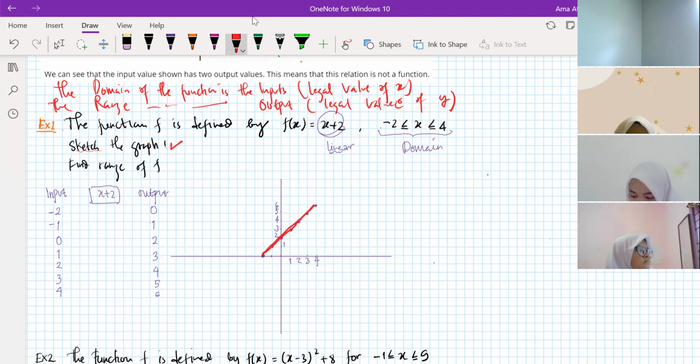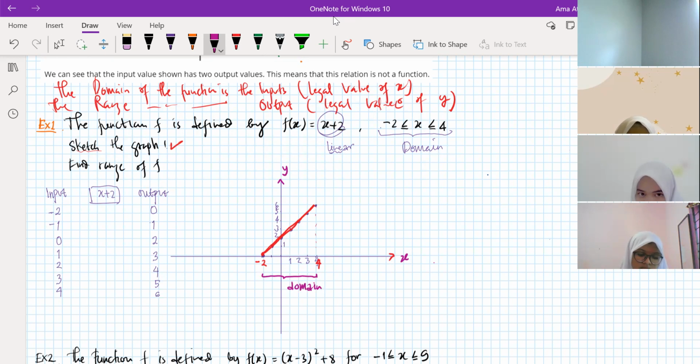And then the range. Now look at the range. So this is the idea of the range. This line segment has the domain from -2 until 4, right? As I mentioned previously, the domain is the legal value of x. This is x and this is y. So the legal value of x is from -2 until 4. So this is the domain.